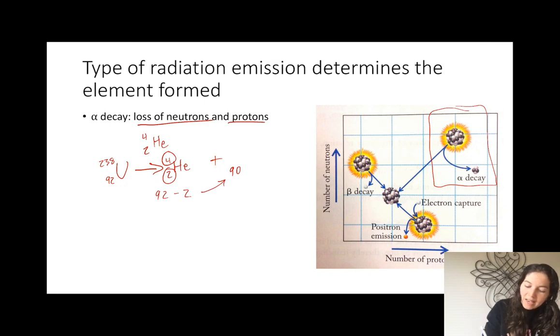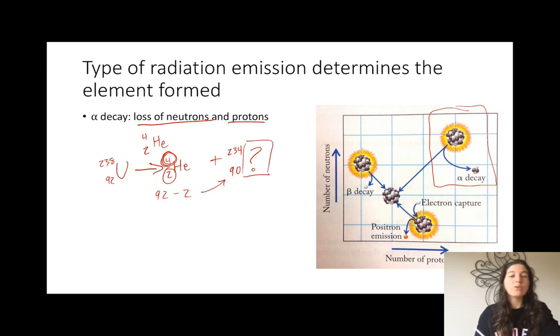And our new mass here, we've lost 4 in mass, because that goes to the helium. Remember, it's splitting. And so we're seeing that this is 234. So the question is, what would this new element be? Because we have a new number of protons, and anytime we change our proton number, we get an entirely new element.